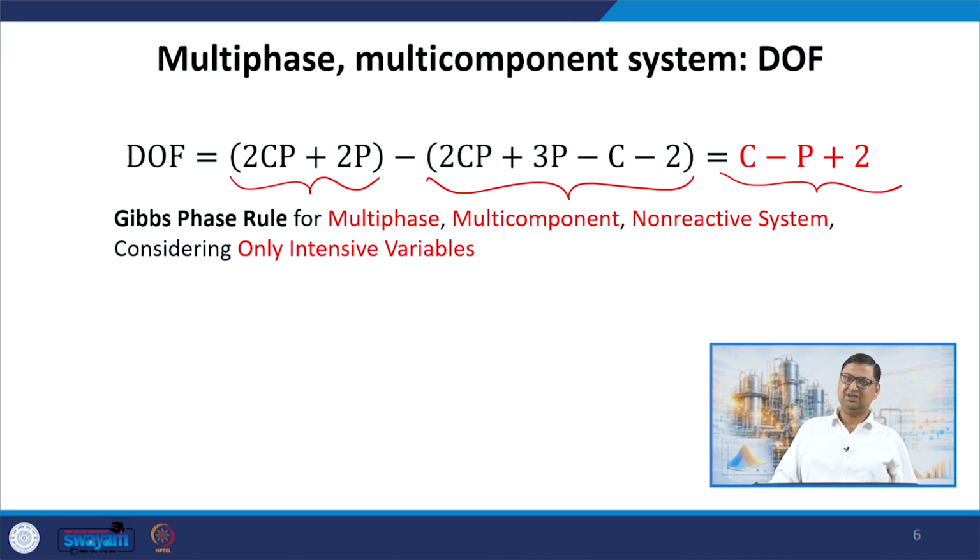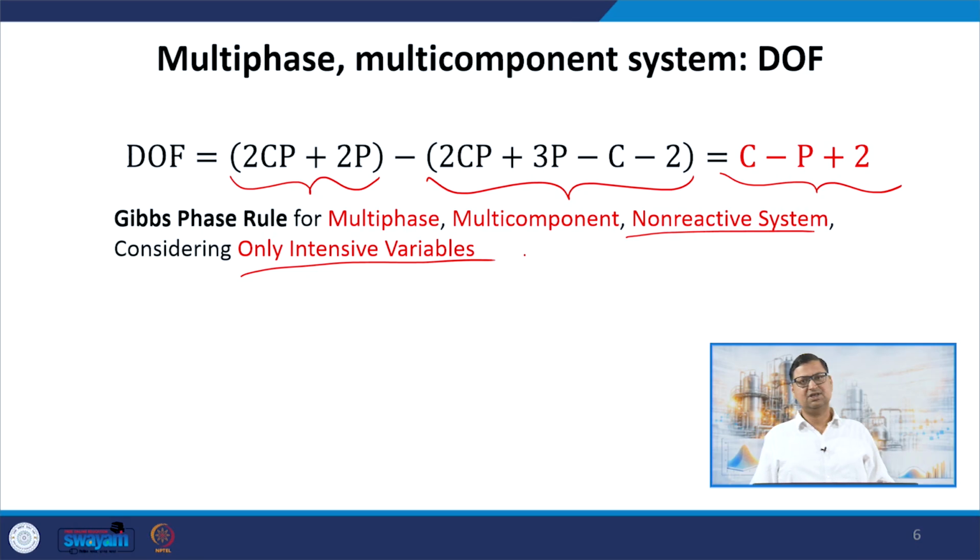I have written it is independent, but in general you need to check whether you are writing any extra equation, right. So, if your DOF is not equal to this, maybe you are counting an equation which should not have been counted, it is a linear combination of other equations in the system, right. But this is a general rule that DOF is equal to C minus P plus 2, it is called the Gibbs phase rule, which is true for any multi-phase multi-component system as long as it is non-reactive and as long as we are considering only the intensive variables in the system.